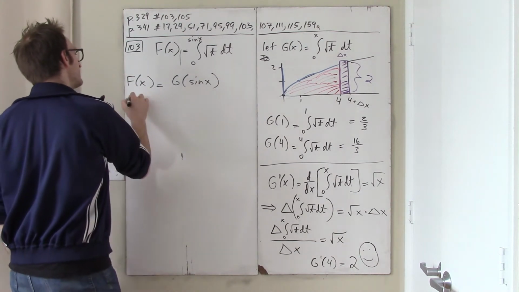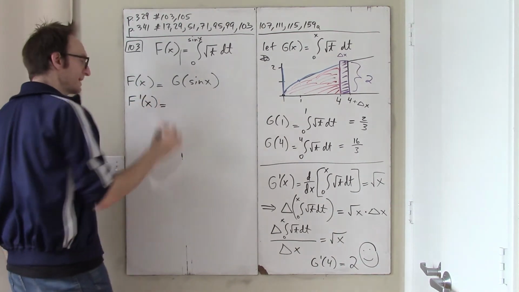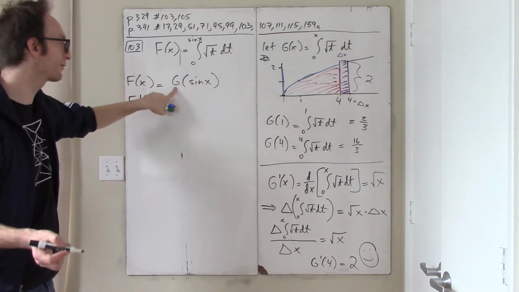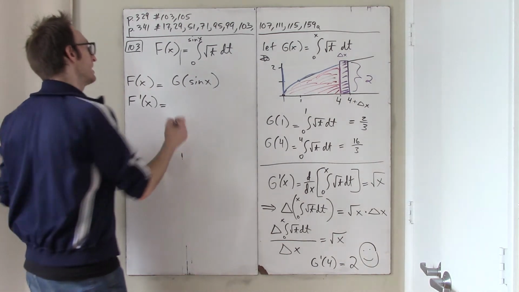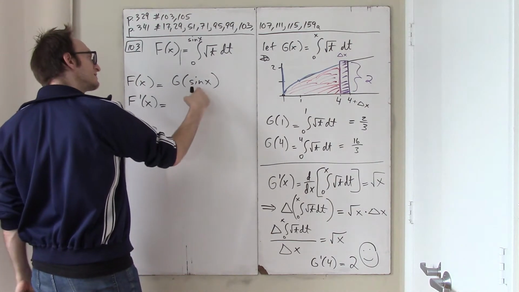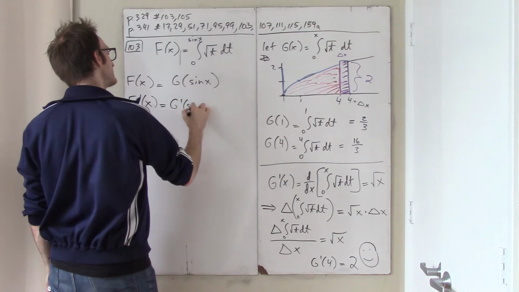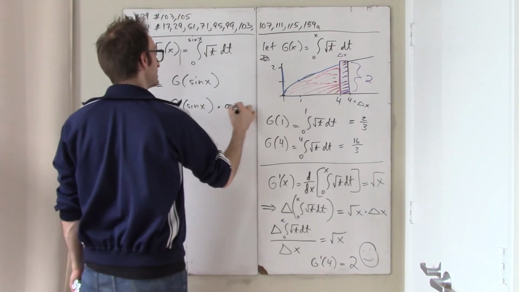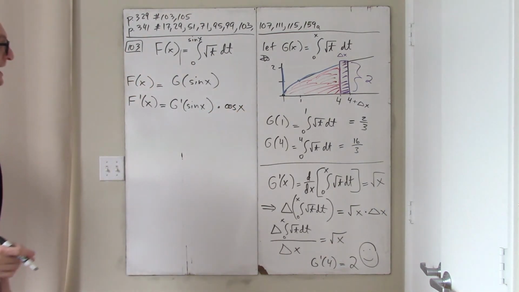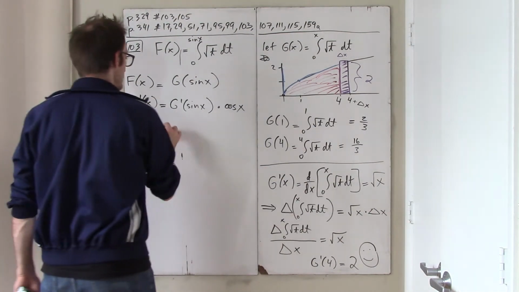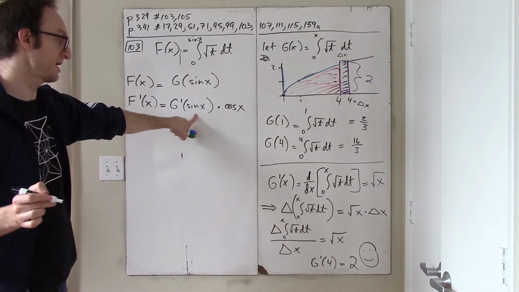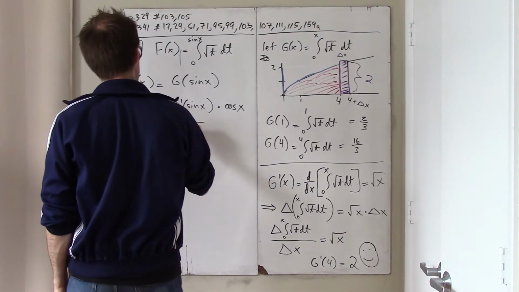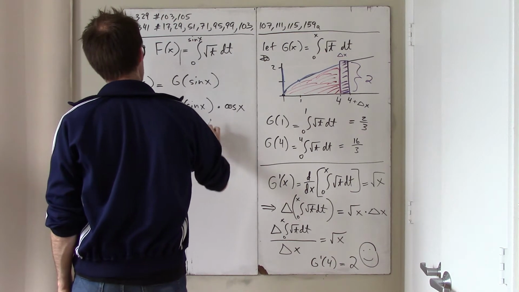Well, now I think everyone just sees, if you didn't already, that this is just the chain rule. Because this is the composite: inner function sine, outer function g. So what is f prime? According to the chain rule, the derivative of g of something is g prime of something, with the something back inside, times the derivative of the something. And the derivative of sine is cosine. And so we're basically done. Because what is g prime of sine x? Well, I've already calculated that g prime is root x. And so the answer is just root sine x times cosine x.